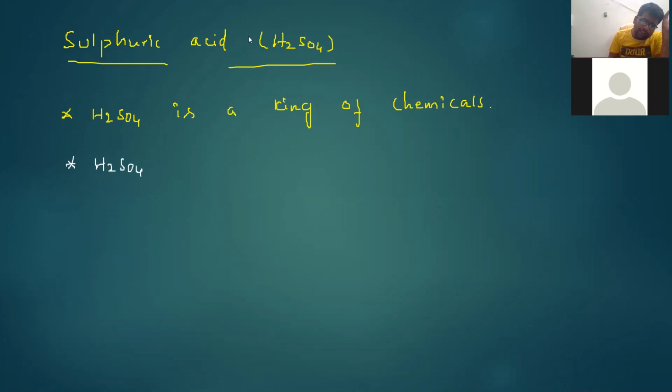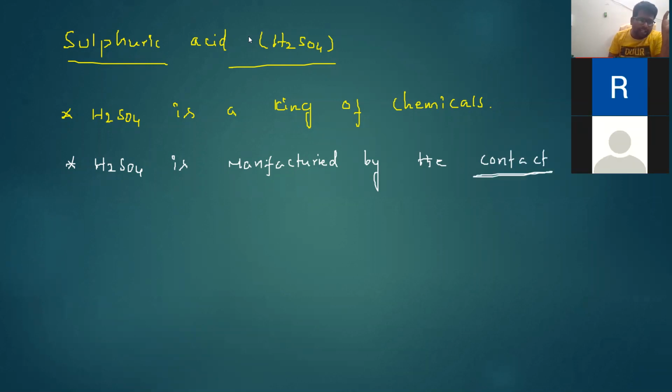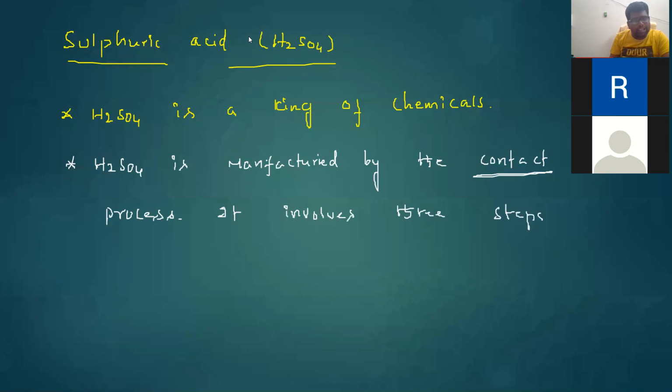H2SO4 is manufactured by the contact process. Contact process. It involves three steps. What are the three steps involved in the contact process?